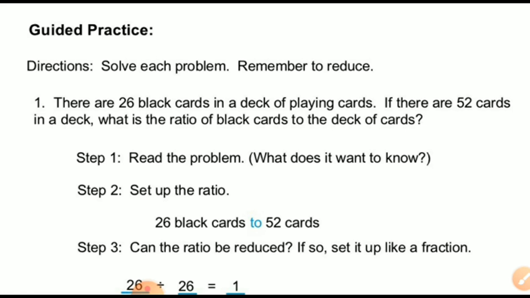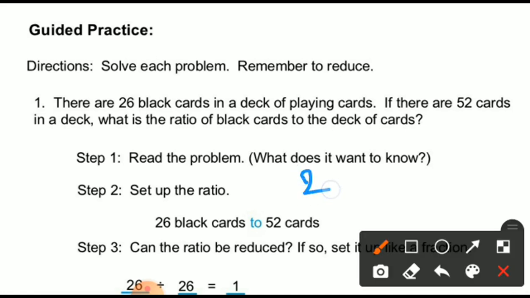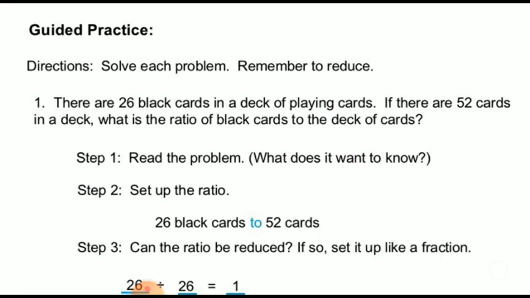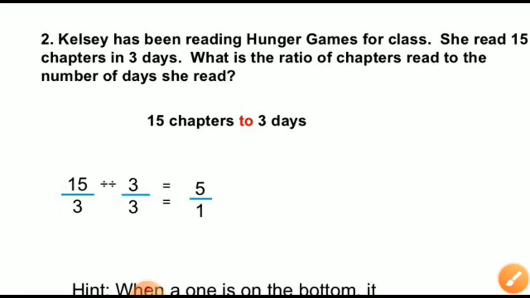What is the ratio? We can write down the ratio first. 26 black cards to 52 cards. Can the ratio be reduced? Yes, why not? See, I am writing here. Can you see this? 26 upon 52. Both numbers can be divided by one number. 26 ones are 26, 26 twos are 52. So 1 by 2 is the final answer. Or sometimes you can write it this way, 1 is to 2. Easy? Okay, correct.